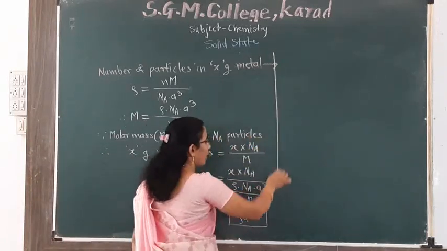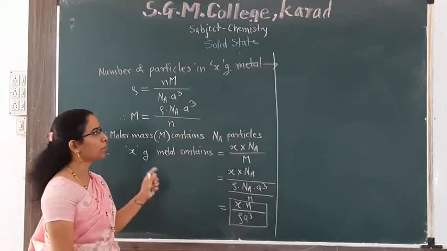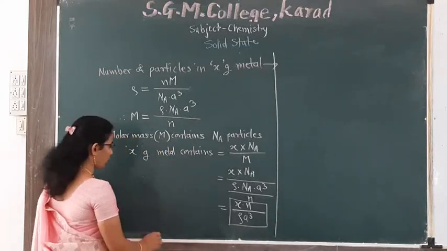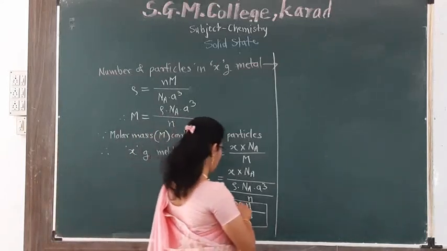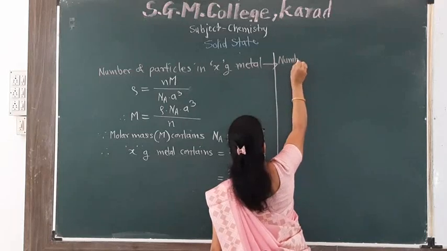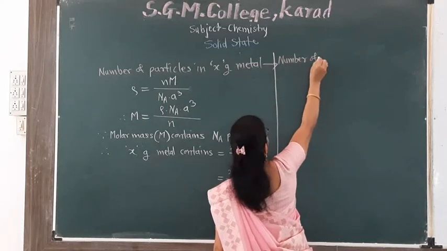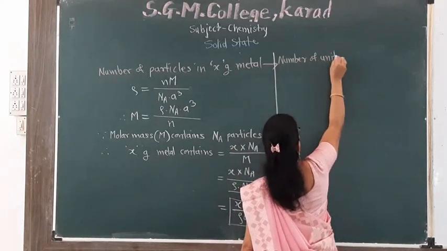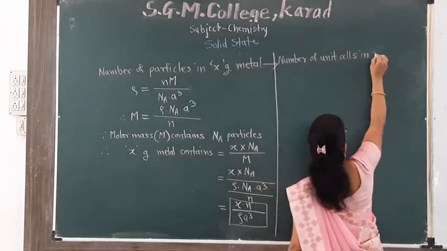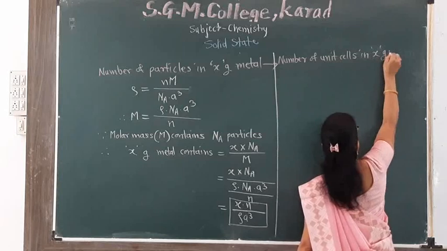Now you can also find the number of unit cells present in x gram of metal. See how the calculation is done. Number of unit cells in x gram metal.